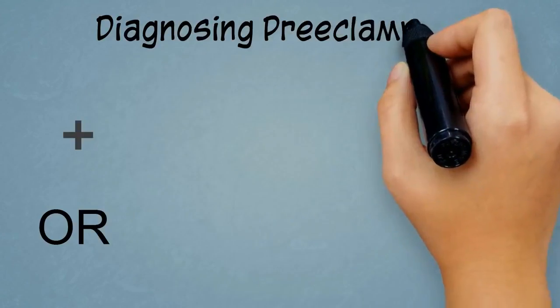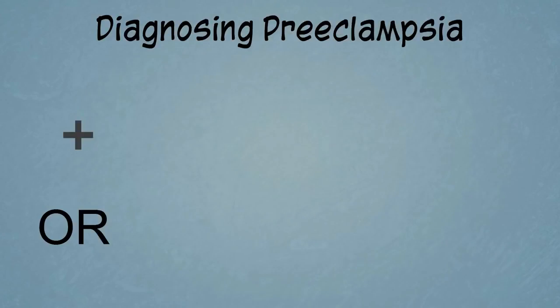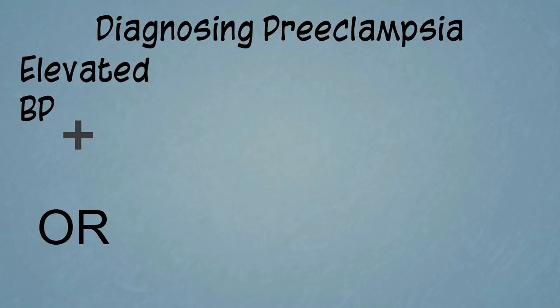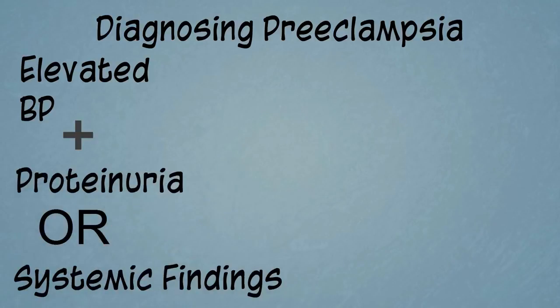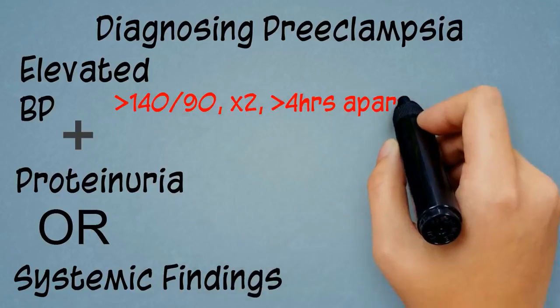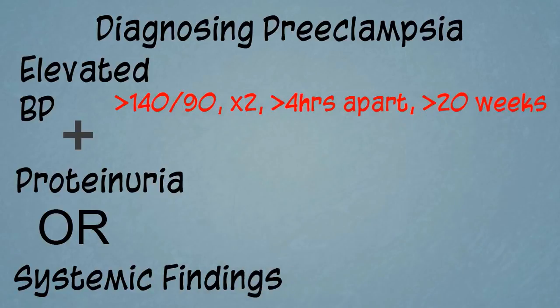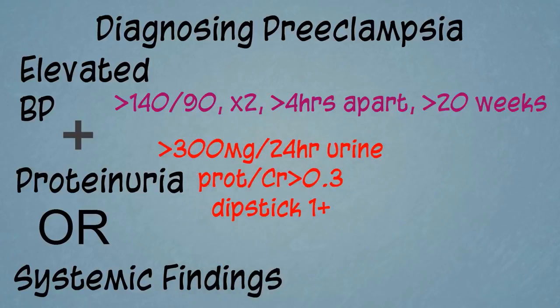risks. The diagnosis of preeclampsia can only be made with a combination of elevated blood pressure and proteinuria or systemic findings. The blood pressure must be greater than 140/90 on 2 occasions at least 4 hours apart after 20 weeks gestation. Proteinuria is defined as greater than 300 milligrams per 24-hour urine collection, a protein-creatinine ratio greater than 0.3, or a dipstick reading of 1+.